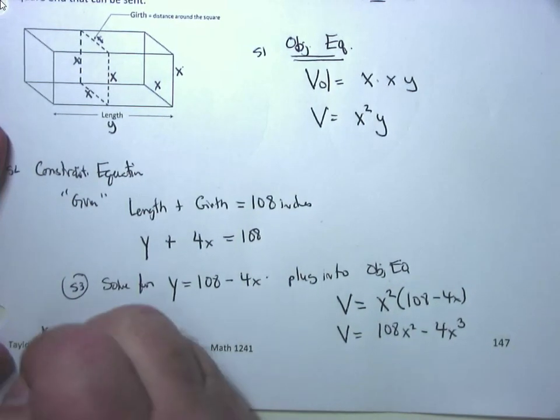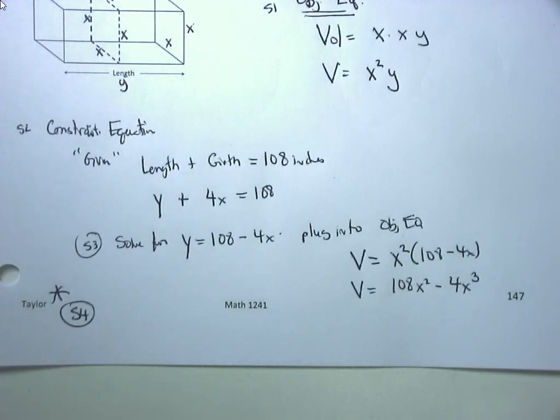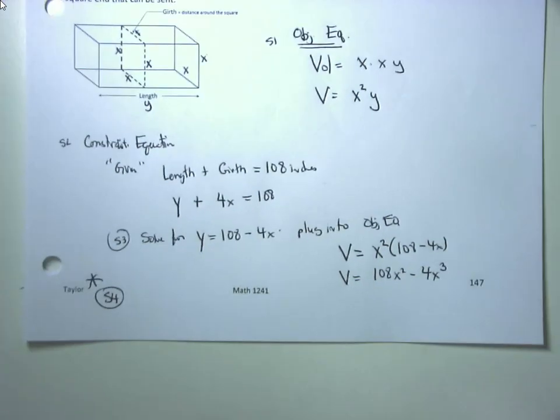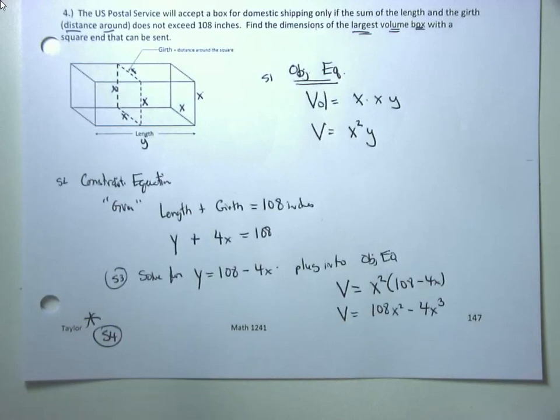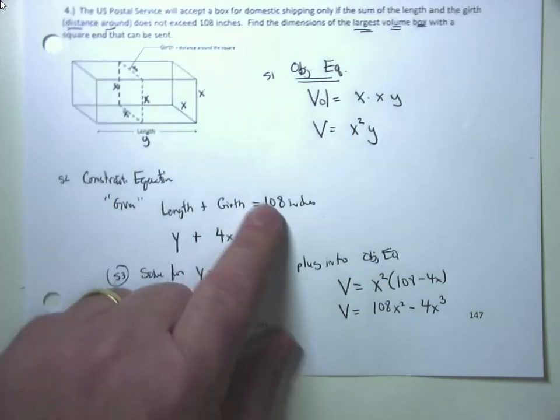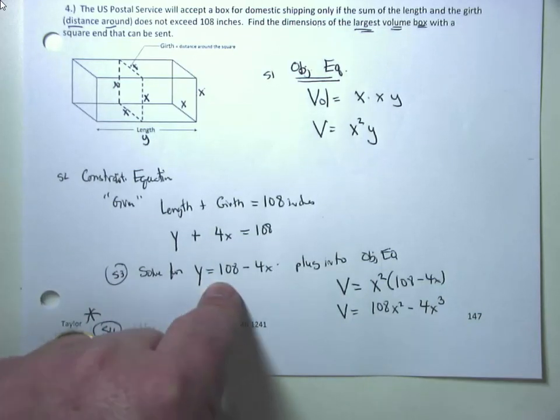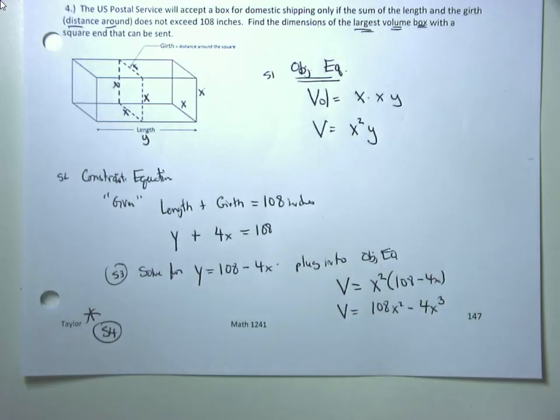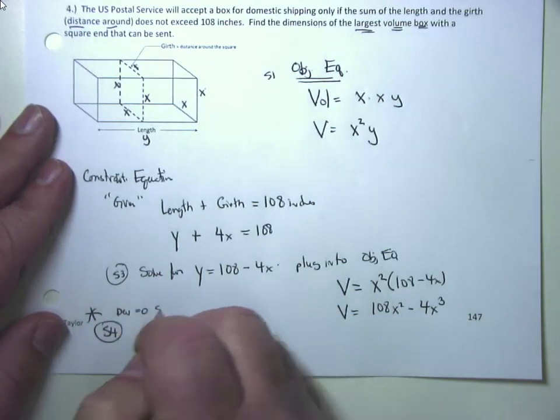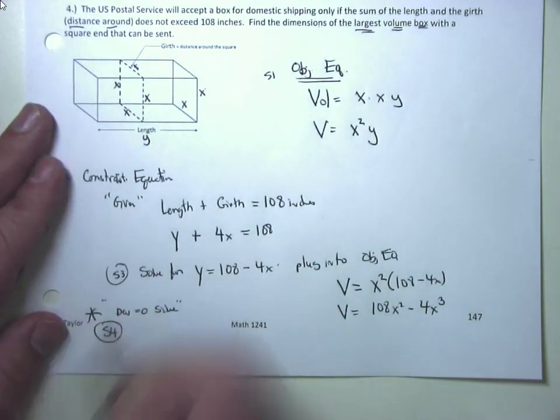Here comes step number 4, and put a big old star by step number 4. Step number 1, just to remind you, was read the problem, draw a picture, label it, and come up with the objective equation. The equation you want to take the derivative of. The equation you can maximize or minimize. Step 2, come up with the constraint equation, which is the equation for the given information. Step 3, solve for one of the variables in the constraint equation and plug it into the objective equation. Step number 4, this is your calculus. Take derivative, set it equal to 0 and solve. Okay? Derivative equal to 0, solve. This is what your life is all about, being a Calculus 1 student.